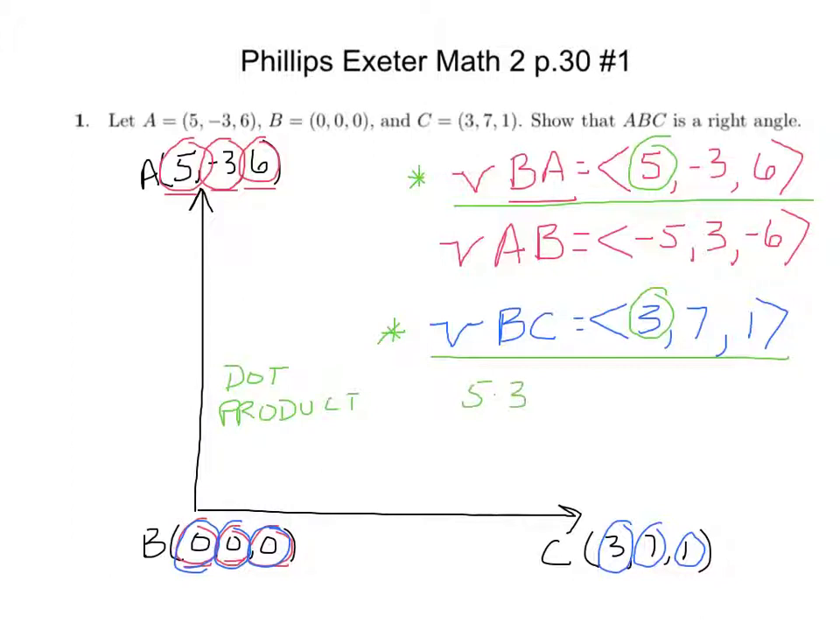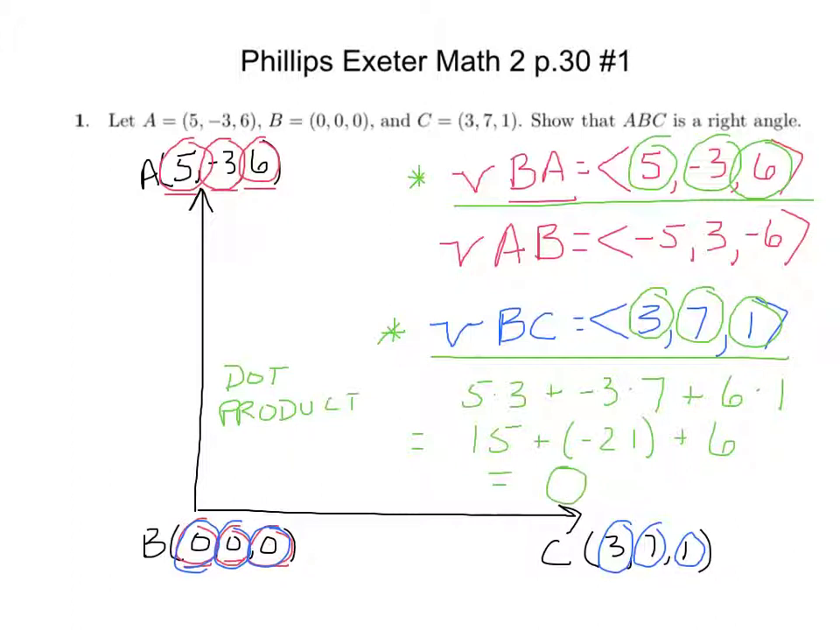Okay, and I add that to what happens when I multiply the y components. Negative 3 times 7. I add that to what I get when I multiply the z components. 6 times 1. When I simplify this, I get 15 plus a negative 21 plus 6, which simplifies to 0. And that's what I'm looking for, because if the dot product of two vectors is 0, then those two vectors are perpendicular, or form a right angle.